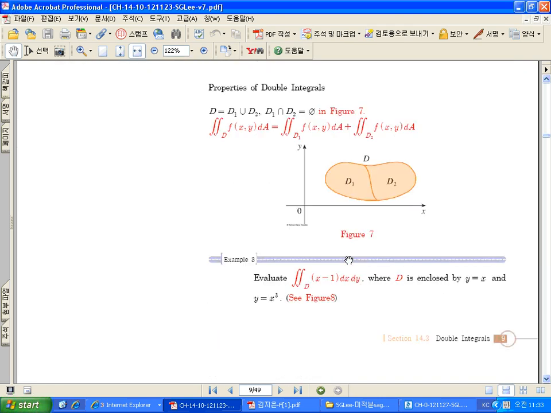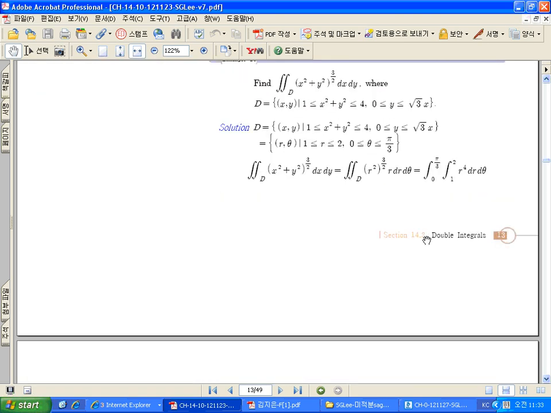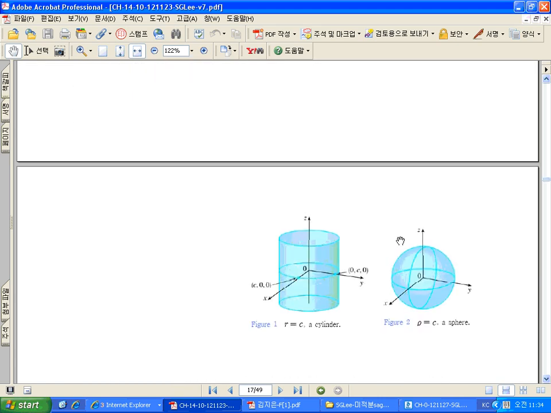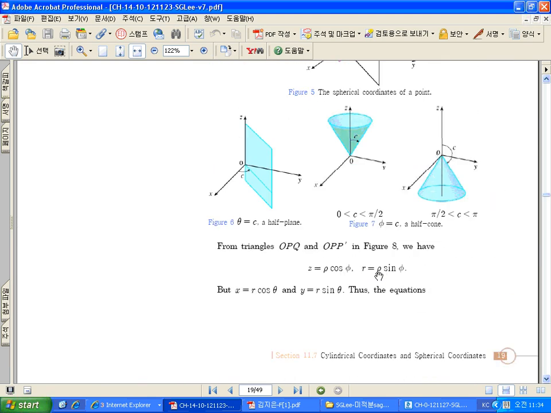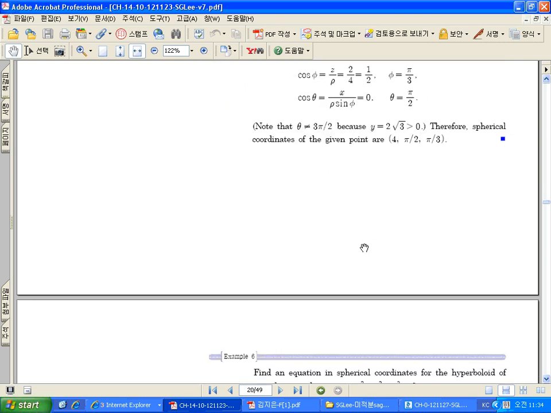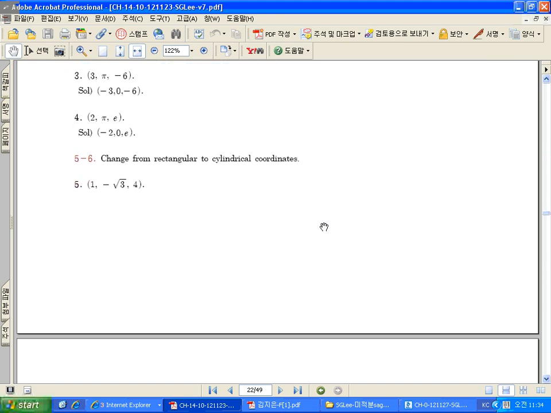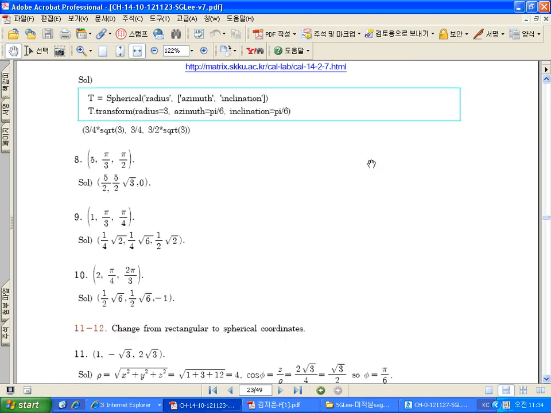So I will give you some problems which can be solved on this. So for example, okay, you should be able to draw the graph to figure out the meaning of your answers. For example, you want to draw the graph of a spherical surface.